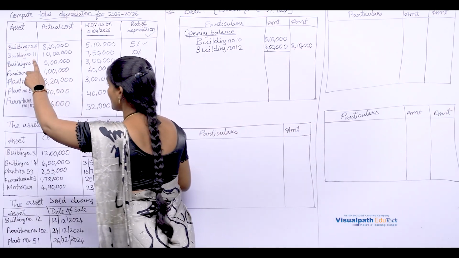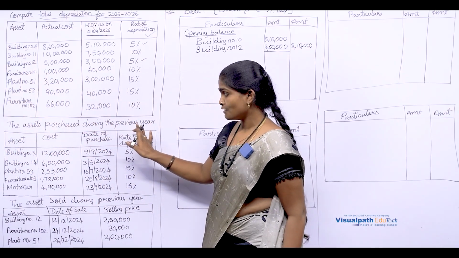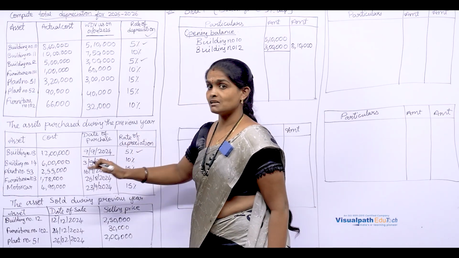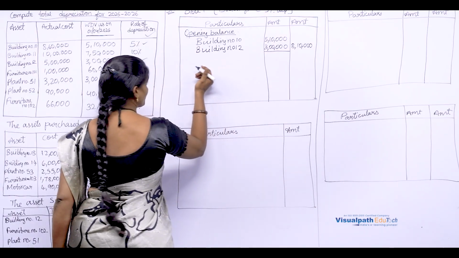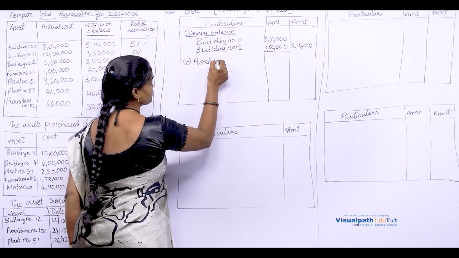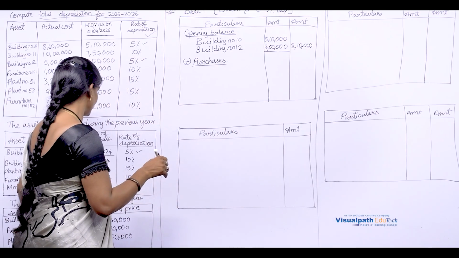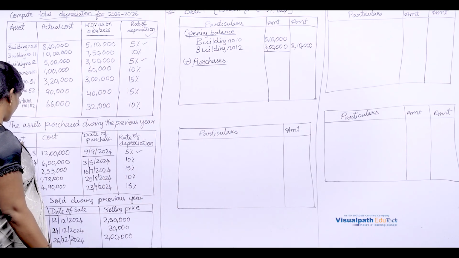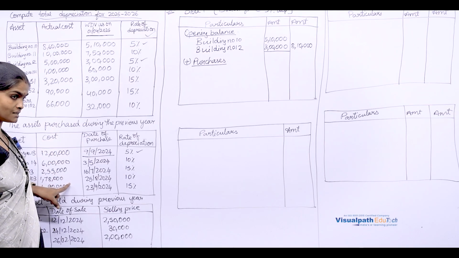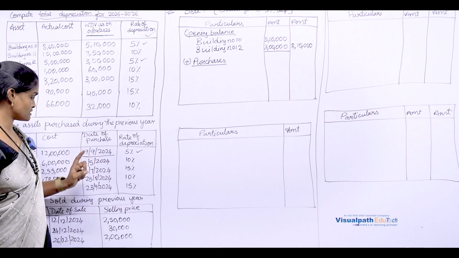8,10,000. Now after this, additionally the asset is been purchased during the previous year, additional purchase. Okay, so this purchase has to be added to the opening balance plus purchases. Okay, purchases made during the year. Here, for purchases, asset value, asset is given, cost of the asset is given, and date of purchase is given. Rate of depreciation is given.